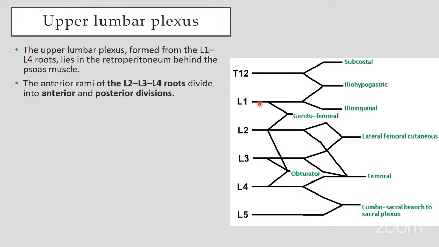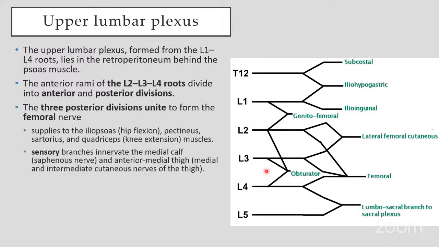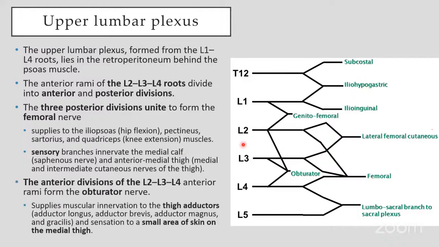The anterior rami of L2, L3, and L4 divide into anterior and posterior divisions. The three posterior divisions unite to form the femoral nerve, which supplies the iliopsoas, pectineus, sartorius, and the quadriceps, that is for hip flexion and knee extension. The sensory branches innervate the medial calf, the anterior medial thigh, and the intermediate cutaneous nerves of thigh. These were the posterior divisions which combine to form the femoral nerve. The anterior divisions combine to form the obturator nerve.